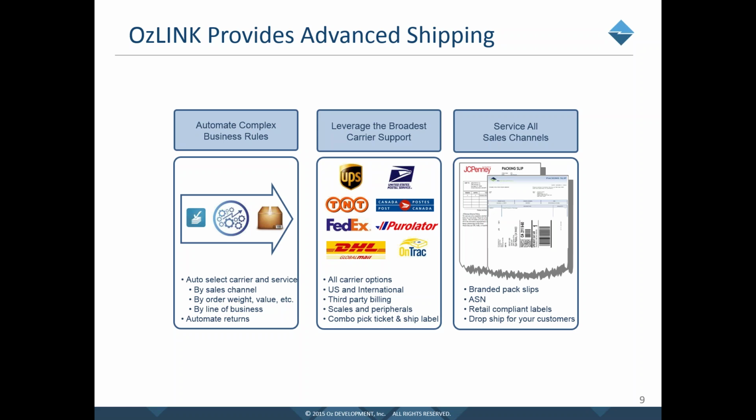And then, of course, with some of the Descartes solutions, more on the robust side for TL and LTL type shipments. The ability for OzLINK to manage things like packing slips for different relationships based on brand, maybe an advanced ship notice, helping with retail compliant labels for those EDI type relationships.